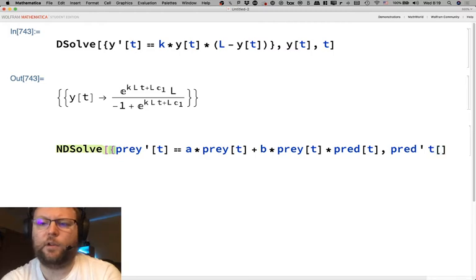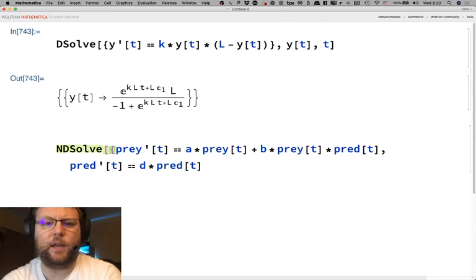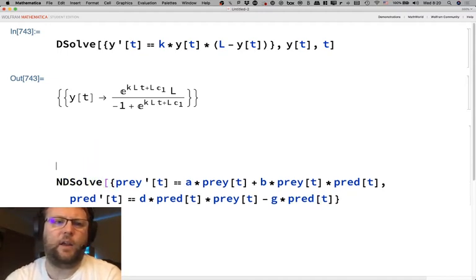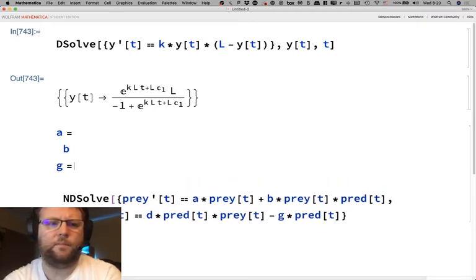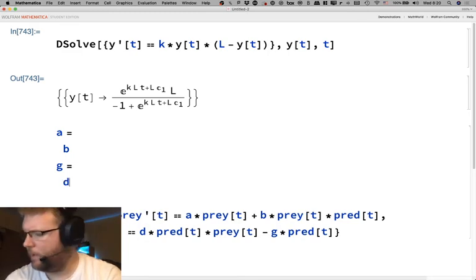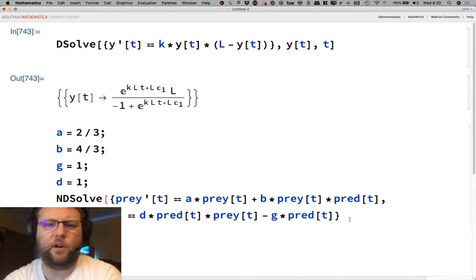Our predators change at a rate of delta times pred of t times prey of t minus gamma, or sorry, I'll just use g, minus g times pred of t. Okay, so there's that. We're going to need to set values for our constants, and I think we had picked these as our example constants. So we need to specify what those are in advance.